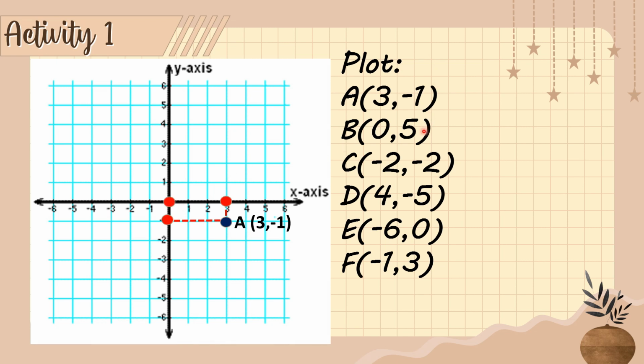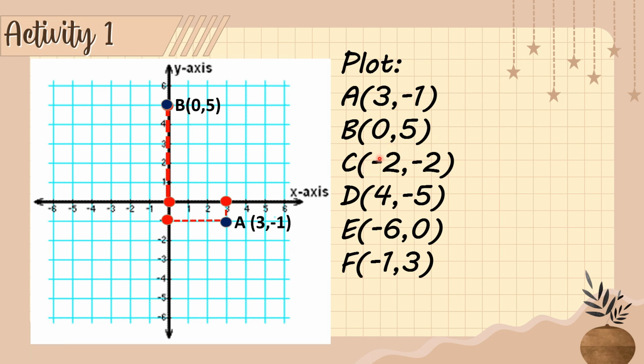And 5, rather. Si 5 is y, so diri si 5. So, naa siya 5 dira. And therefore, ang atong ordered pair B is dira nakabutang. Now, let's continue with the ordered pair C.